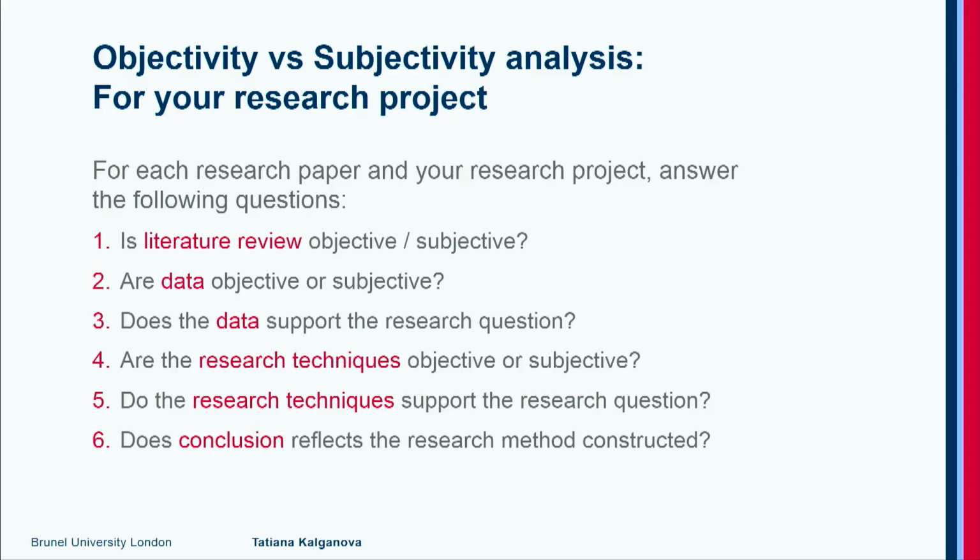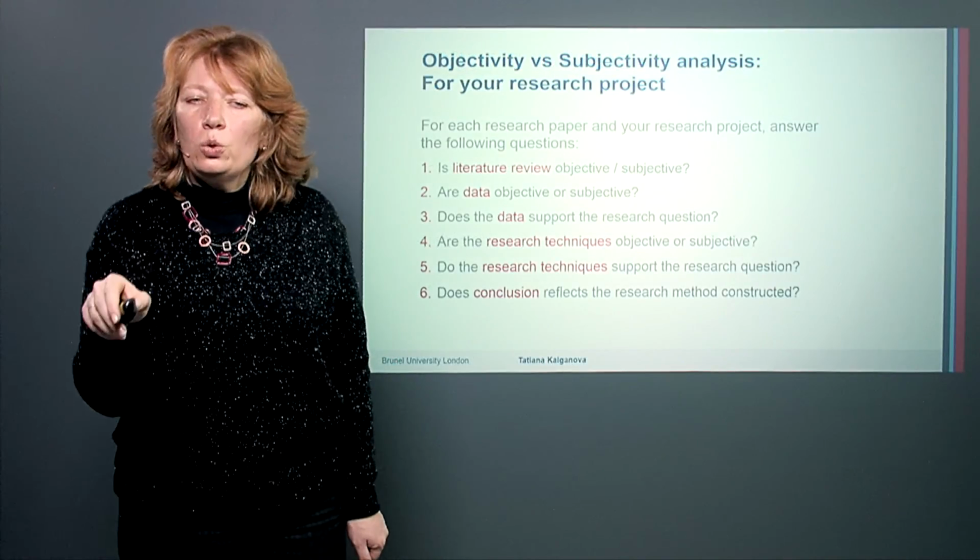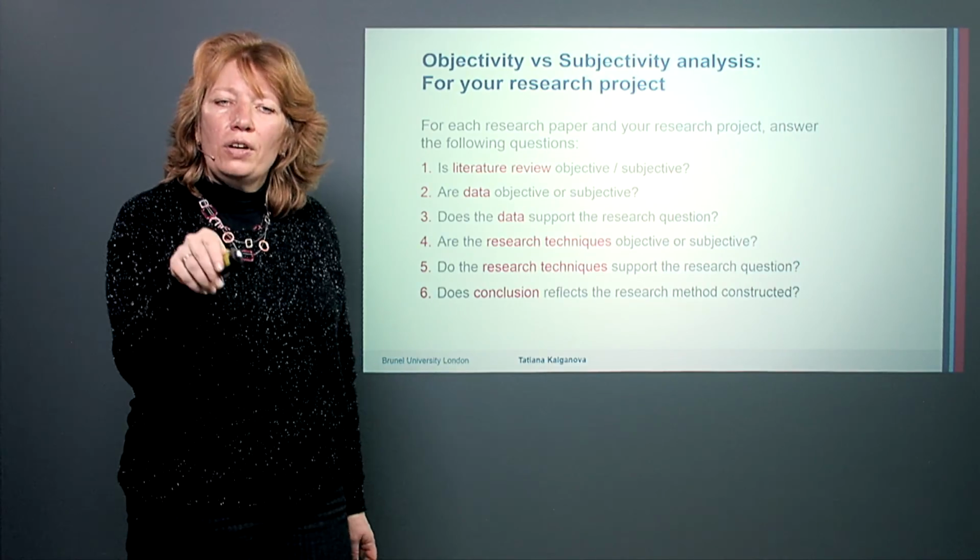Remember, have a look at the distribution of the years and the distribution of the authors. Is your data objective or subjective? Does it cover the scope of your research question? Are your research techniques objective or subjective? Do you need to introduce other research techniques to remove the subjectivity element if it exists in your research paper? Do the research techniques support your research question? Does your conclusion reflect how the research methods were constructed? Does your conclusion answer the question set up?